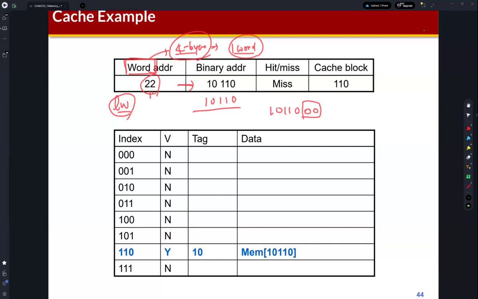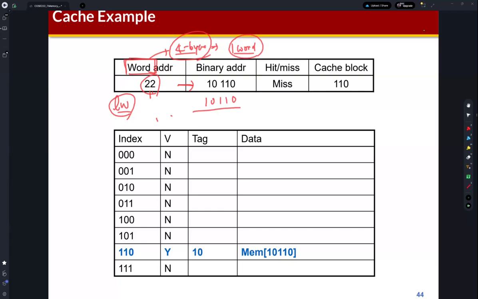Okay. But in this example, I just used the word address. Which means address number one covers one word of data, a 4-byte piece of data. So you need to understand this. The actual memory address is 1011000, but I just used the word address. So you need to distinguish this.